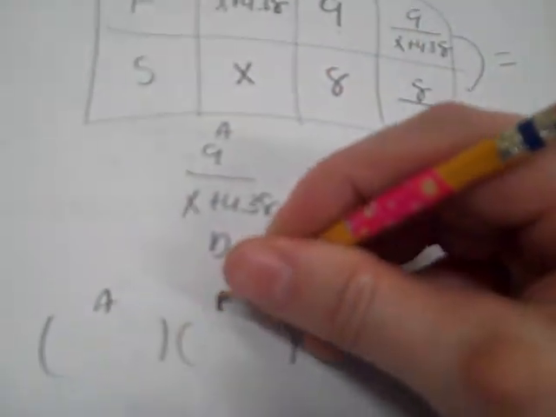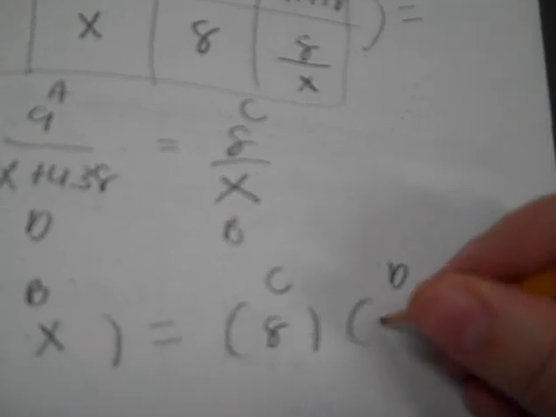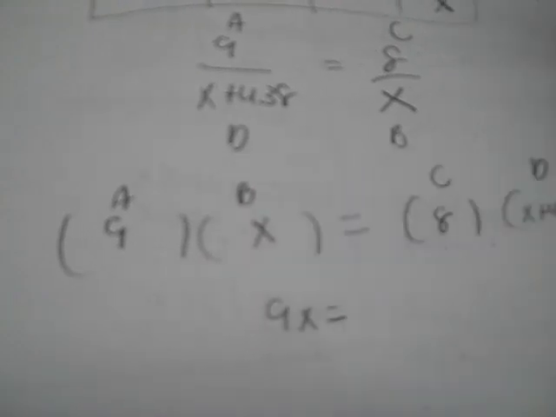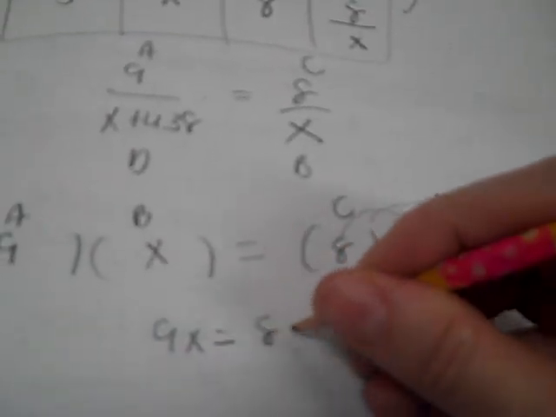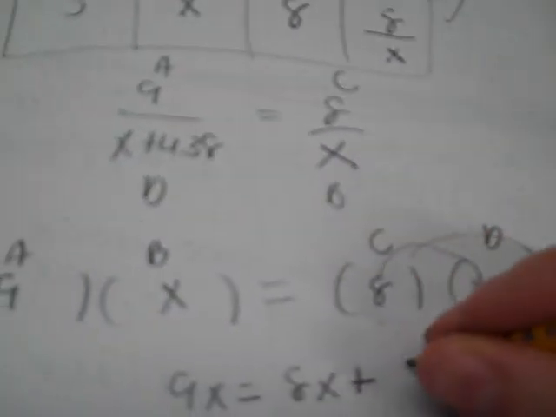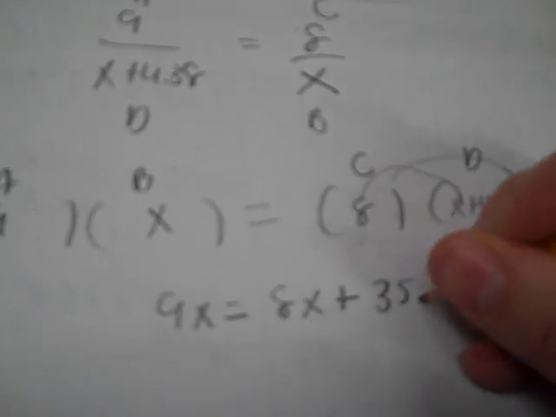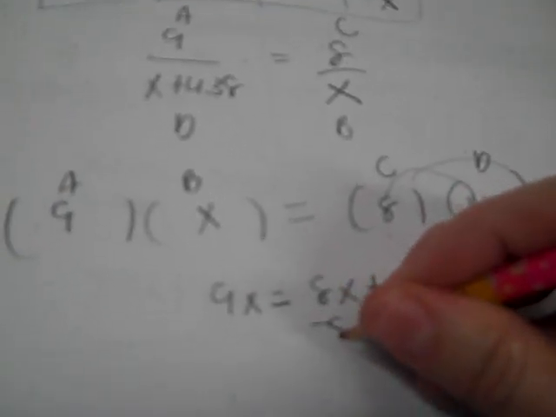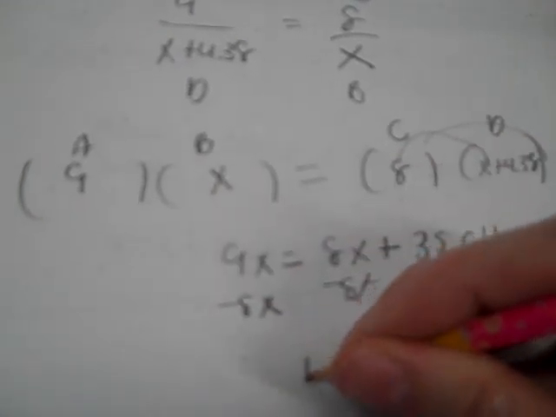And the ABCD is what I use to solve cross products. So taking A times B equals C times D. So A is 9, B is x, C is 8, and D is x plus 4.38. So on this side we'll have 9x. Then on the other side you're going to have 8x, and then 8 times 4.38 is 35.04. Then we subtract 8x from both sides. That's 1x.